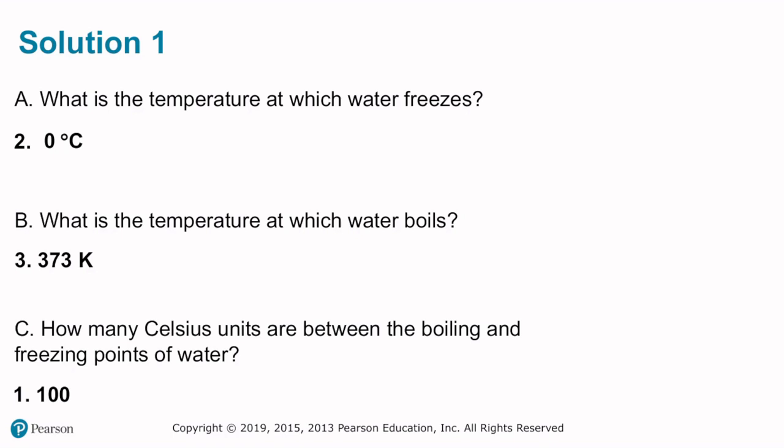What is the temperature at which water boils? 373 kelvins. How many Celsius units are between the boiling and freezing points of water? There are 100.